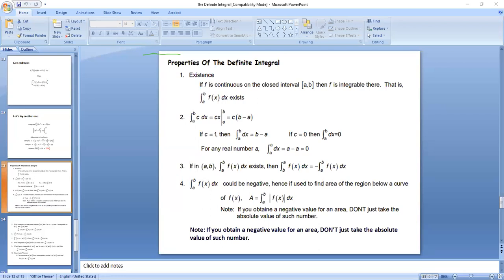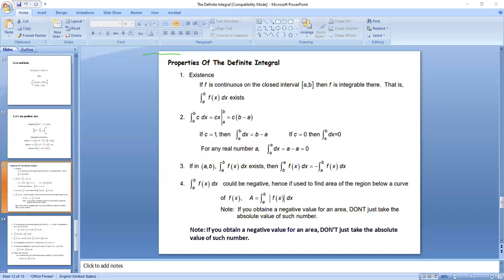Now, we go to property number 2. Now, if the integral of c dx from a to b is evaluated, your answer will be cx, and you have limits a to b, and then you substitute the upper limit and the lower limit to x, and it would look something like this.